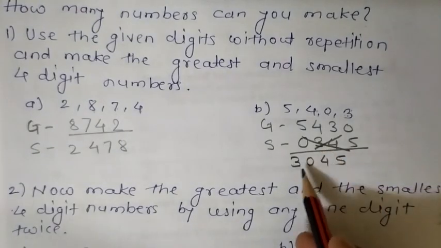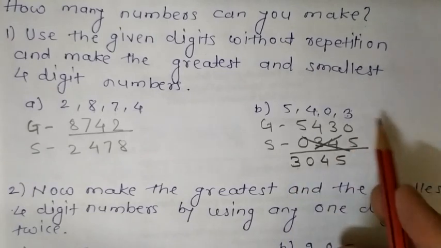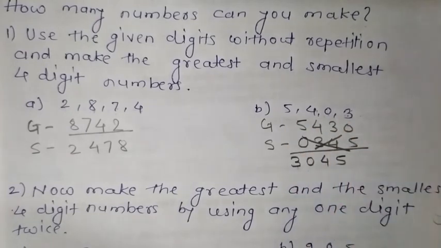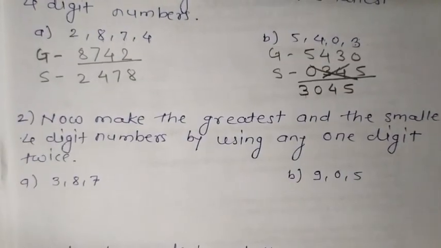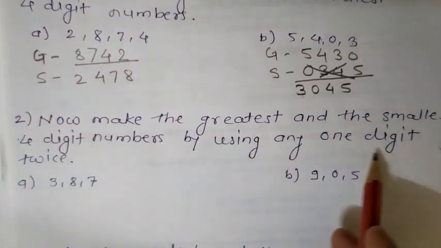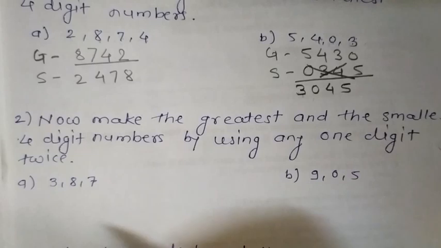So keep in mind, you cannot start with 0. You skip 0 and find the smallest number, 3. Then after that you write 0, then the rest of the small numbers. Next exercise. Now make the greatest and smallest 4-digit number by using any 1 digit twice.